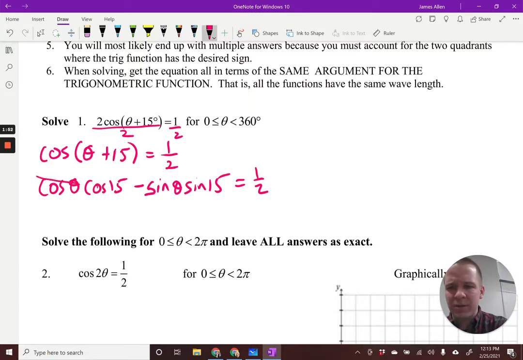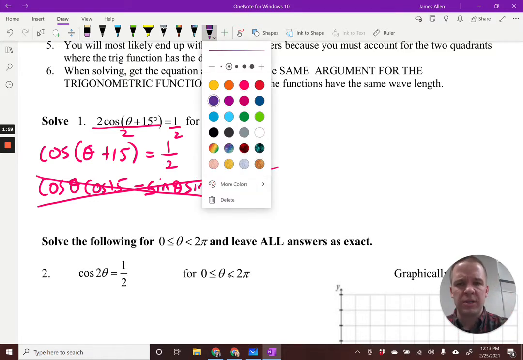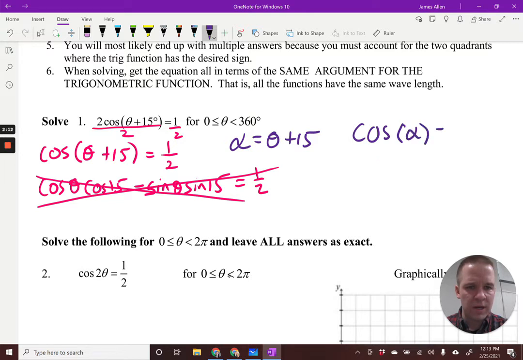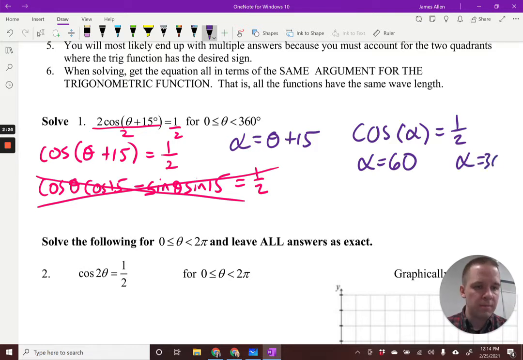So we're not going to want to go this route, but instead, what if I were to use some substitution, and let's go with a different color here. Let's say I let alpha equal theta plus 15, okay? Now, let's go ahead and solve this trig equation. So when does cosine equal 1/2? Well, alpha would be equal to 60, and alpha would also be equal to 300, right? Awesome, so we're getting somewhere.